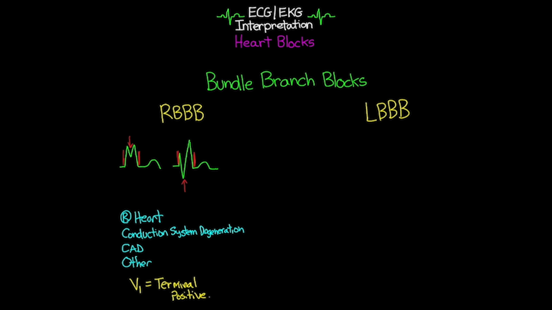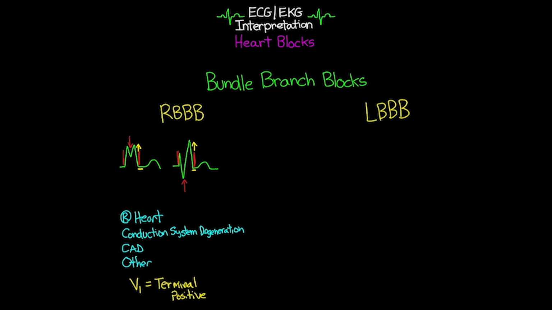And essentially what that's saying is the last part of the QRS complex, before we go back to our isoelectric line and onto our T wave, if we have a positive part to it, then we can identify this as a right bundle branch block.